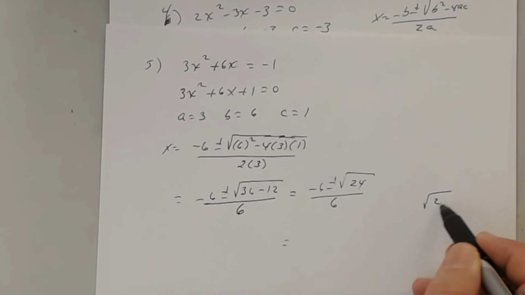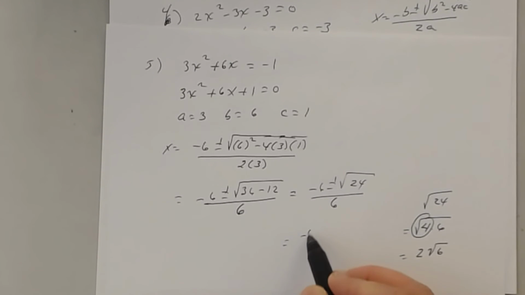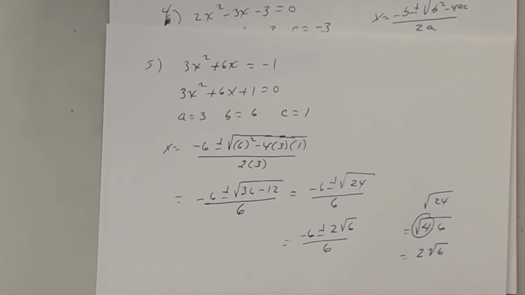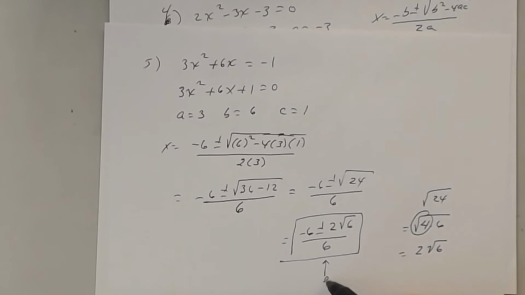Square root of 24, remember, what perfect square besides 1 goes into 24? That's 4 times 6. And what's the square root of 4? That's 2. Square root of 6. So I get negative 6 plus or minus 2 square root of 6 divided by 6. Okay? Now, if you got to that point, you should get all your points. You get all to this point right here, I'll give you all your points. Now, this would be your exact solution.